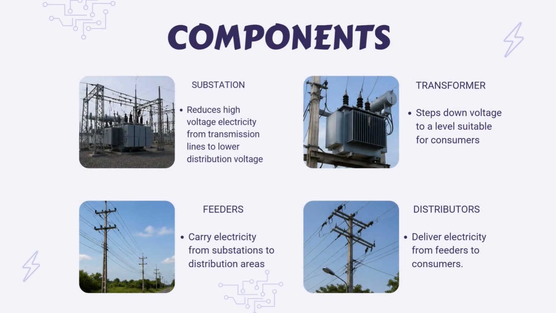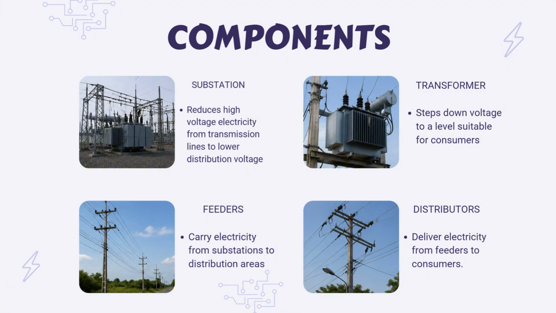Now we will talk about the components. There are 7 main components for the network distribution system. The first one is substation, which is a facility that receives high voltage electricity from transmission lines and reduces it to a lower voltage for distribution. It also helps control and protect the electrical power system.